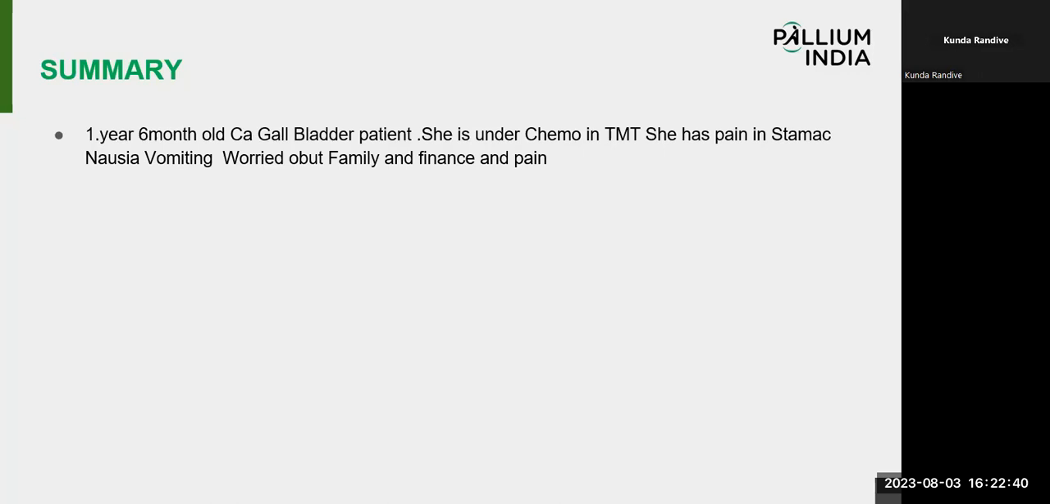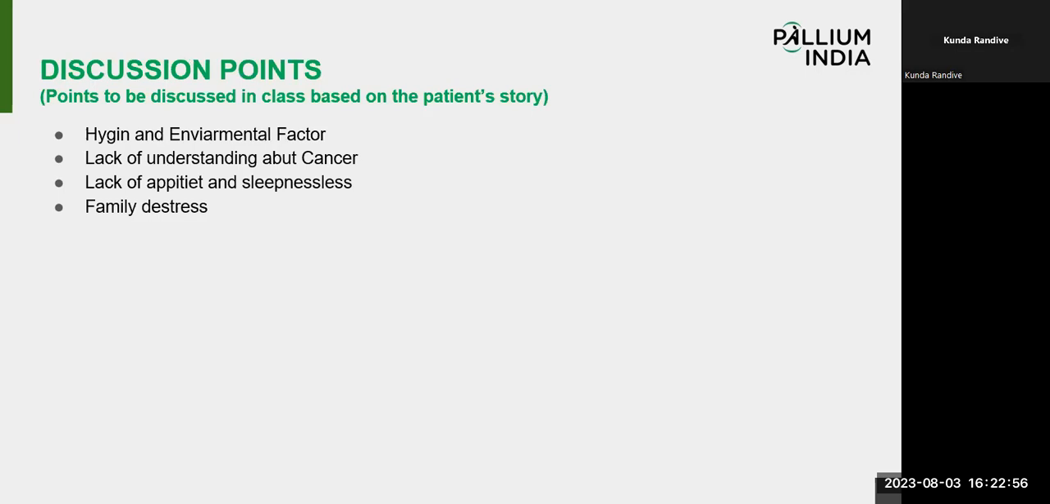1 year and 1.5 months old CA gallbladder patient. She is under chemo in Tata Memorial Hospital. She has pain, nausea, vomiting, worried about family and finance. Hygiene and environmental factors, lack of understanding about cancer, lack of appetite and sleepiness, family distress.